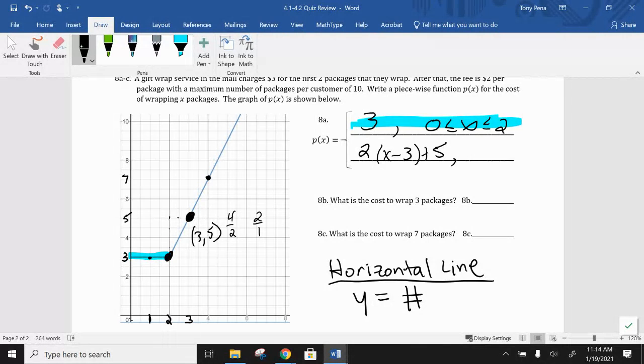That line starts at 2. And then we want all x's between 2 and the end. It looks like this goes on forever, but I'm going to circle it. So as you see me circling here, it says the maximum number of packages is 10. So that's the most packages that we could have gift wrapped. So that's telling us to stop that at 10.